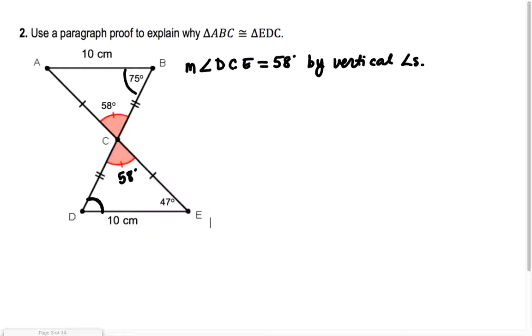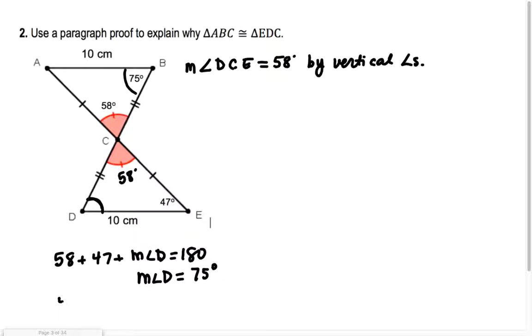Yeah, so we need to add it to 180. So we know that 58 plus 47 plus the measure of angle D has to equal 180, right? So if we solve that, 58 plus 47 is what, 105? So if I subtract that over, 180 minus 105 is 75. So I have the measure of angle D is 75 degrees.